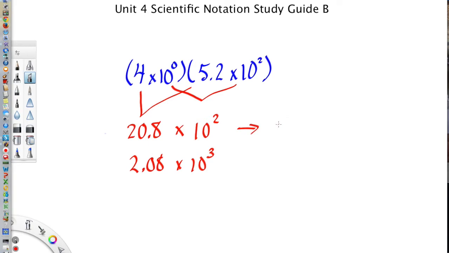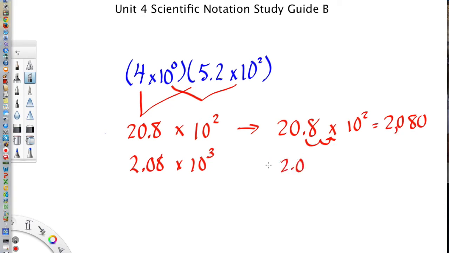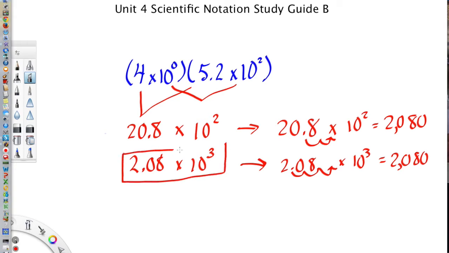And just so you understand what's going on here, 20.8 times 10 to the second power would really be, I just would bump this decimal point over 2 places, which would give me 2080. And in order to get the same thing over here, if I had a base of 2 and 8/100ths, I would have to kick this over 1, 2, 3 times, okay, which is 10 to the third power, which would give me 2080 as well. Okay, and this is my final answer in scientific notation.